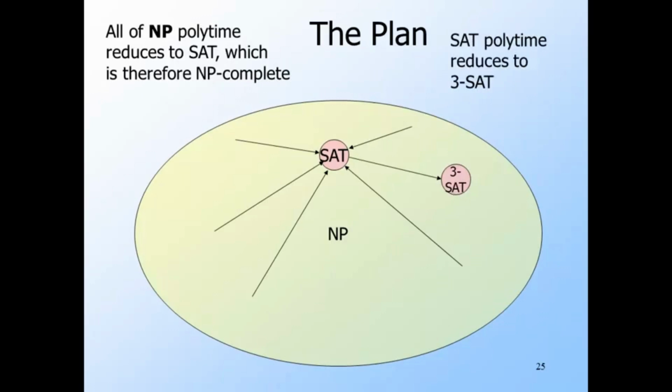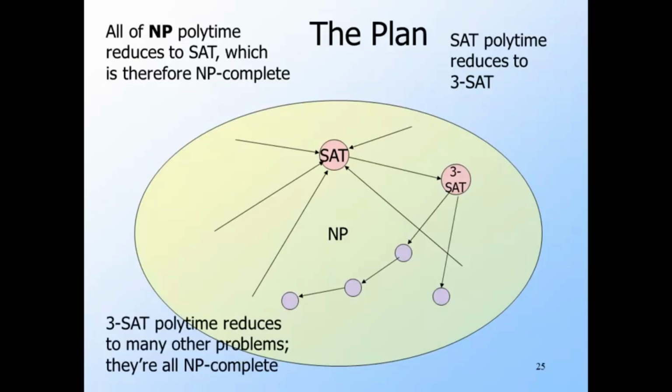Cook also proved a restricted form of SAT called 3-SAT to be NP-complete by reducing SAT to 3-SAT. We'll learn what the 3-SAT restriction is shortly, but in brief it is SAT restricted to expressions that are the AND of clauses with 3 literals per term. A literal is a variable or a negated variable, and a clause is the OR of literals.